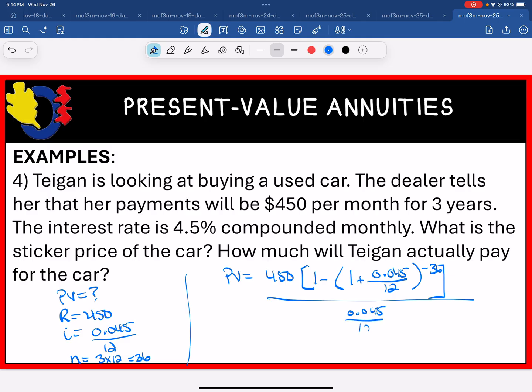0.045 over 12. So PV is equal to, so again, 450, bracket, bracket, bracket, 1 minus, bracket, bracket, 1 plus, bracket, 0.045, divide 12, close bracket, exponent, negative 36, close bracket, equals, divide, open up a bracket, 0.045, divide 12, close bracket, equals $15,127.61. So this is the sticker price.